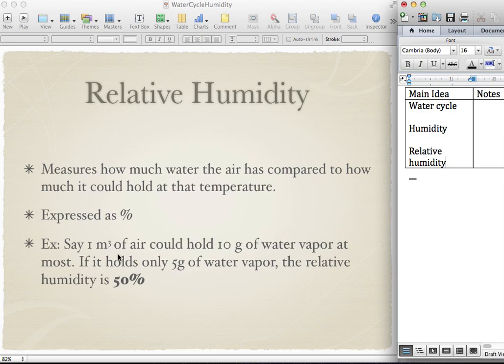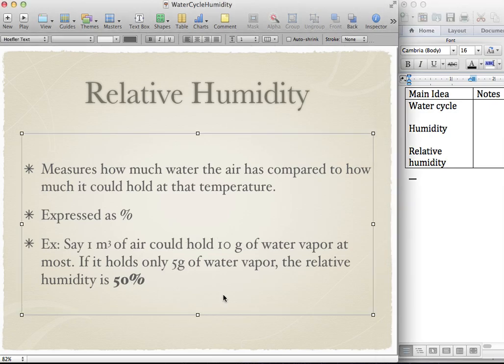If right now it's only holding 5, we would say that the relative humidity is 50%, right? That air could hold 10 grams of water vapor at the temperature it's at, but it currently has 5, which makes the relative humidity 50%.